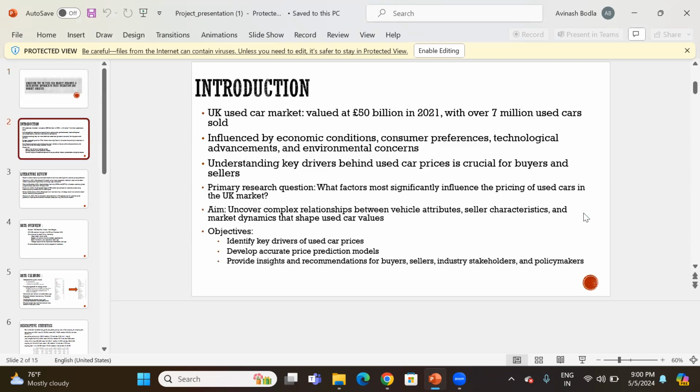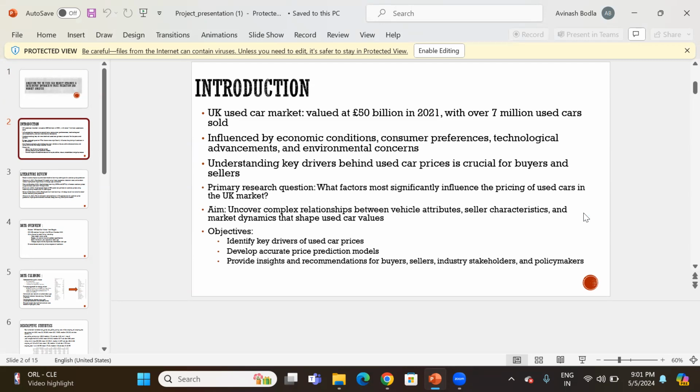As part of the introduction, we are doing analysis on the UK-based market data. Its value was $50 billion in 2021, with over 7 million used cars sold, influenced by economic conditions, consumer preference, technical advancements, and environmental concerns. The main objective is to identify the key drivers of used car prices, develop accurate prediction models, and provide insights and recommendations for buyers, sellers, industry stakeholders, and policymakers.